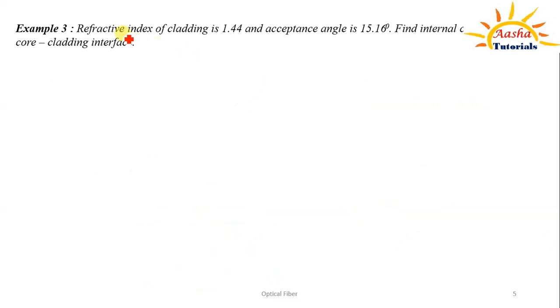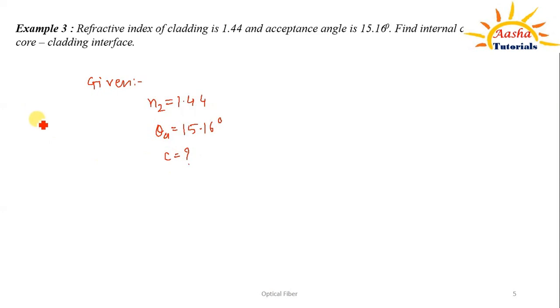In this example number 3, the refractive index of cladding is given as 1.44 and the acceptance angle is given as 15.16 degrees, and we have to find the critical angle at the core-cladding interface. Let's see how we can solve this problem. Okay, so let me write the given things first. The first thing given is the refractive index of cladding, which is 1.44, and then the acceptance angle is 15.16 degrees, and we have to find the critical angle at the core-cladding interface.